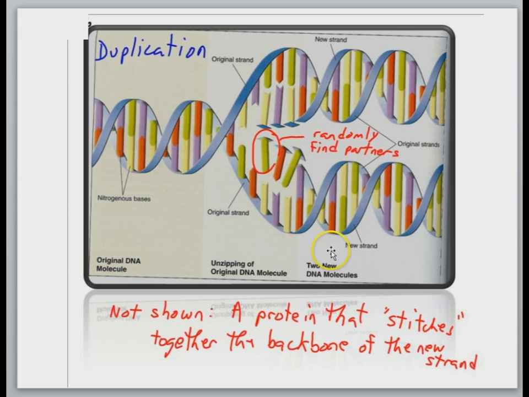Here's a sort of a textbook picture of that process. Again, here's the DNA molecule. It has unzipped, and here we see the two identical DNA molecules being produced. Now, what's not shown here are proteins that do some of this stitching work. And again, we have to remember that these chemicals, the A's, G's, C's, and T's, are sort of randomly finding their partners, but then they get chemically bonded together to form the finished molecule.